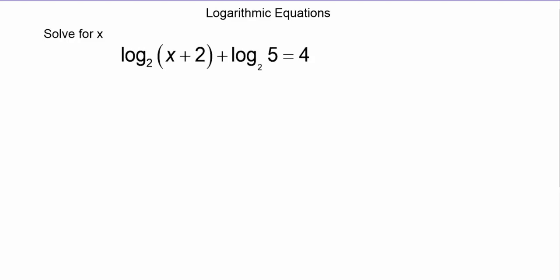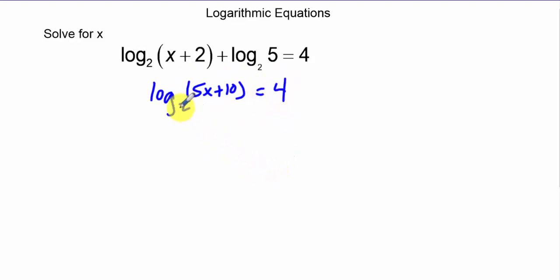Moving on to solving logarithmic equations, we're going to need to isolate a singular logarithm on one side before we do anything. So we're going to use our properties to combine these two. That's an addition, so we can combine that to a multiplication. So this is log base 2 of 5x plus 10, and that's a quantity. And that's going to equal 4.